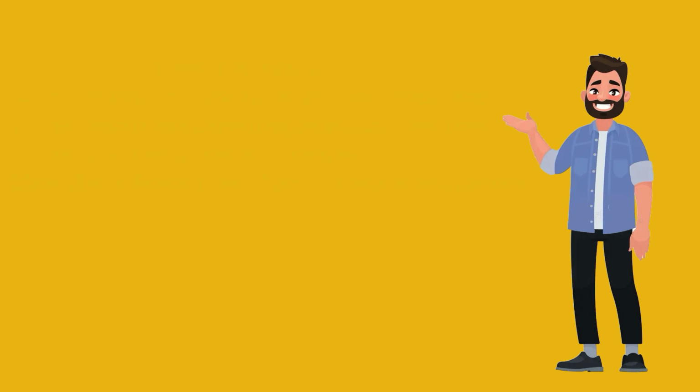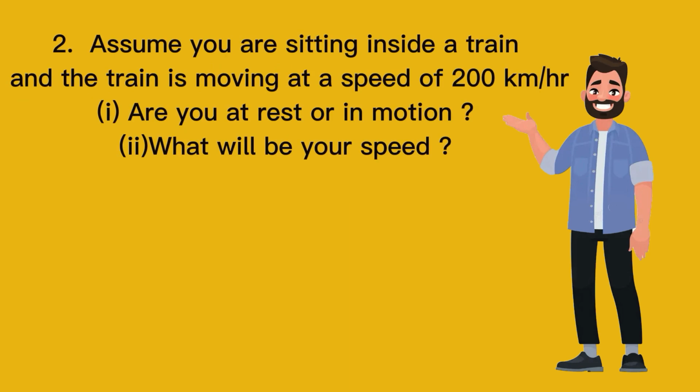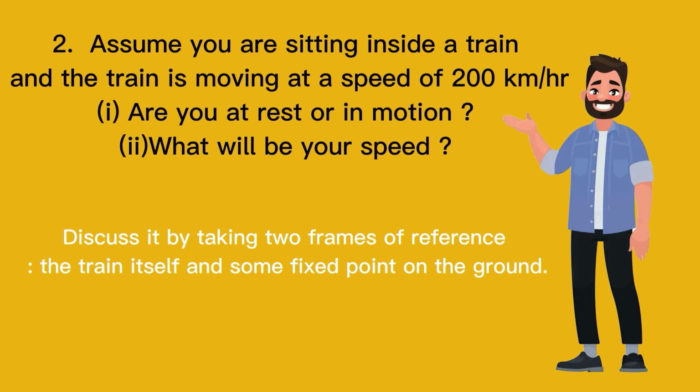And the second question is, assume you are sitting inside a train and the train is moving at a speed of 200 km per hour. Roman number 1. Are you at rest or in motion? Roman number 2. What will be your speed? Discuss it by taking 2 frames of reference. They are the train itself and some fixed point on the ground.